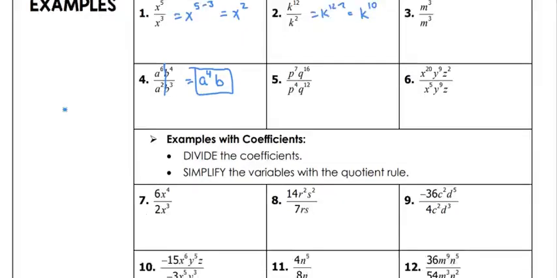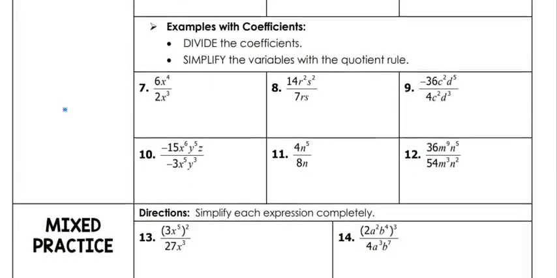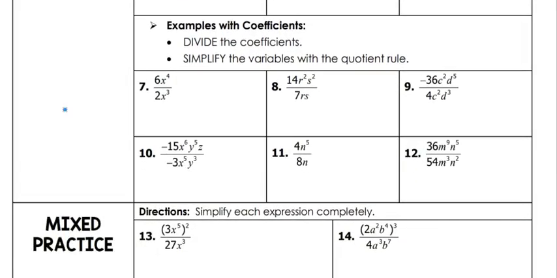Just like our multiplication rule, we can do the same thing with division where we put coefficients in, and we are going to divide the coefficients like normal. So 6 divided by 2 is 3. x to the 4th over x to the 3rd, 4 minus 3 is 1, so that's just x. So that would be equal to 3x. Now 14 divided by 7 is 2. r squared divided by r is r, because 2 minus 1 is 1. And s squared divided by s is s.